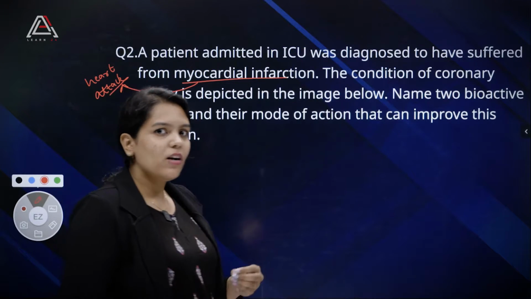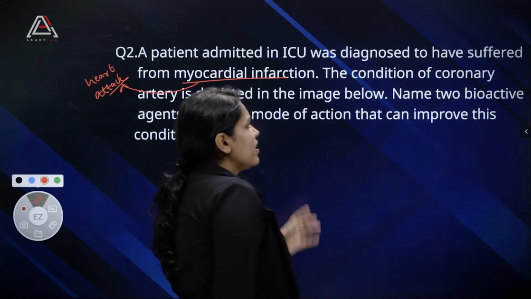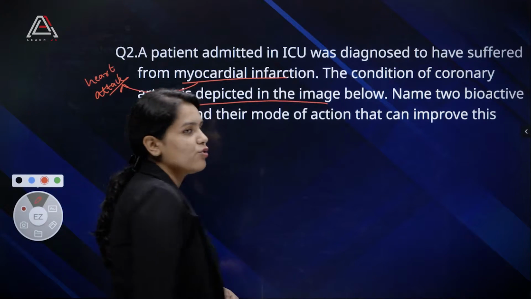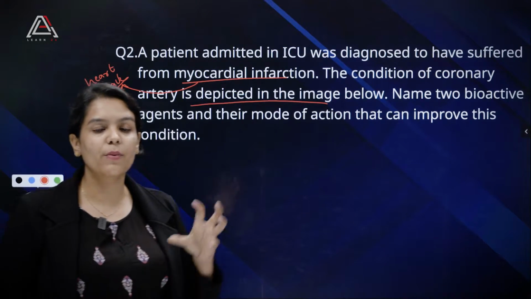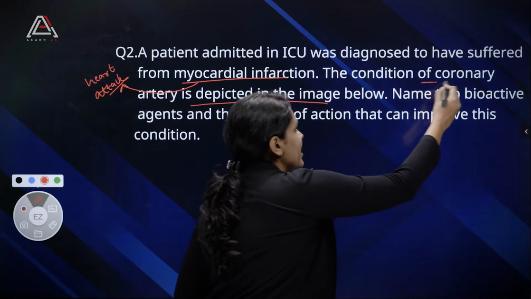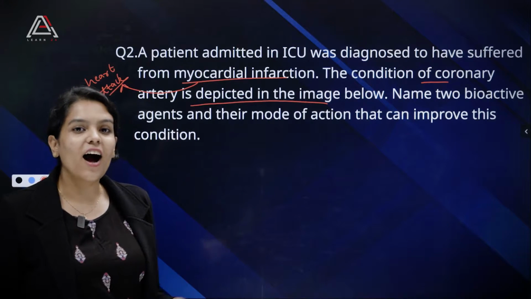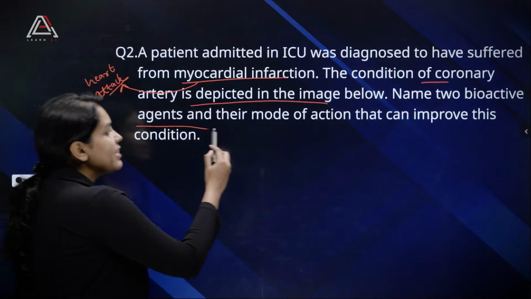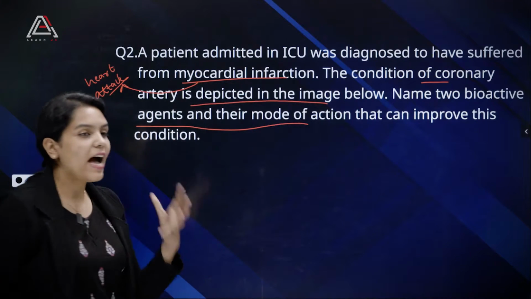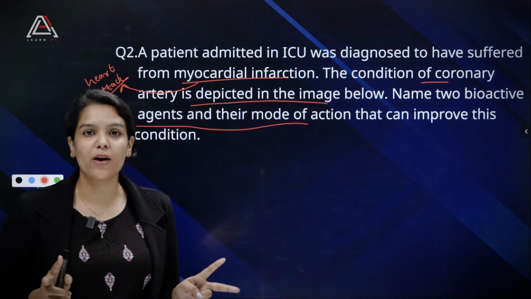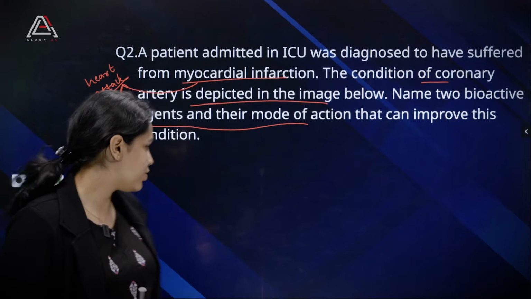Now let's see what else they are telling. The condition of the coronary artery is depicted in the image. So there is an image which will be provided to you, and that image is of a coronary artery. The question asked here is, name 2 bioactive agents and their modes of action that can improve this patient's condition. So you have to mention the 2 bioactive agents and their modes of action.